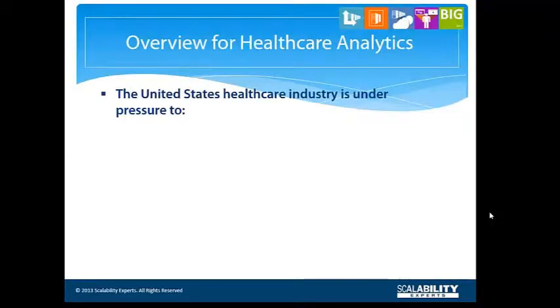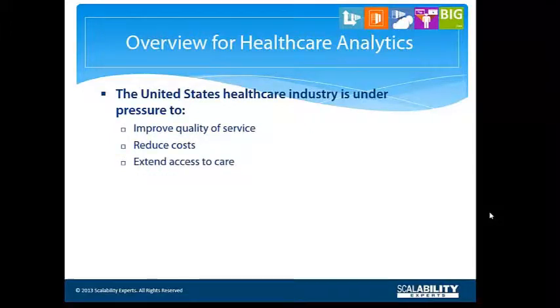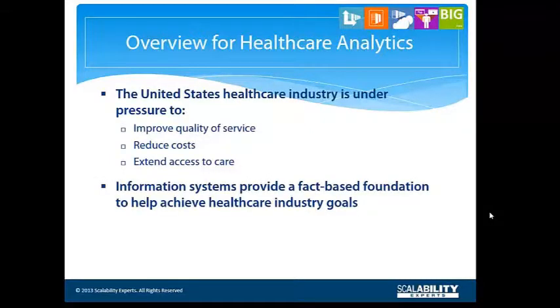Like never before in history, healthcare in the United States is under pressure to improve its quality of service and at the same time reduce costs and extend access to care. Achieving these goals has many challenges, but one thing is for sure: they can't be achieved without information systems to provide a fact-based foundation upon which decision-making must rest.